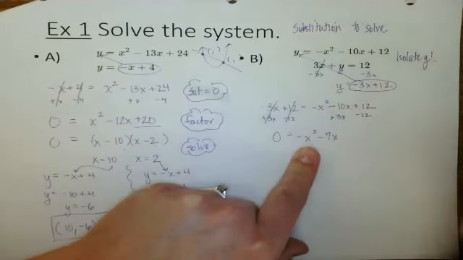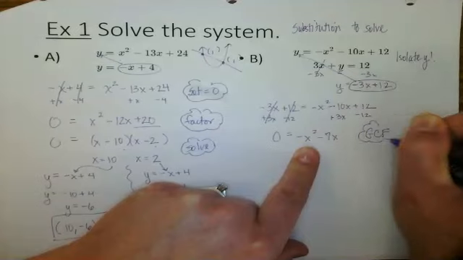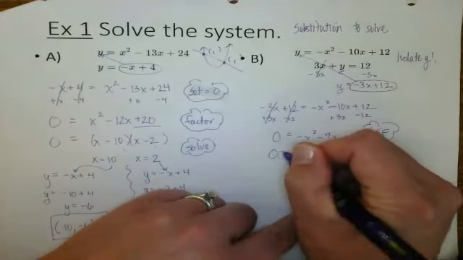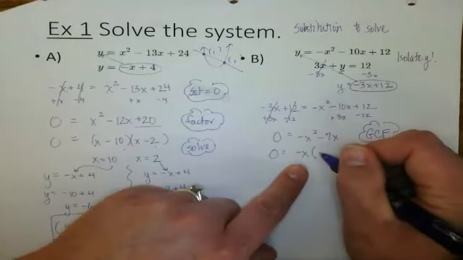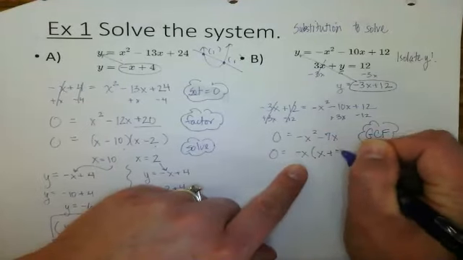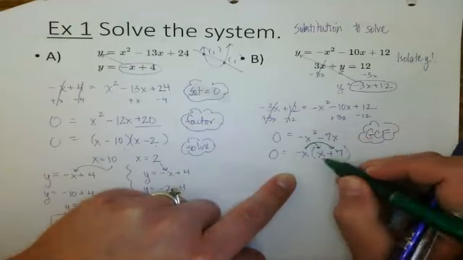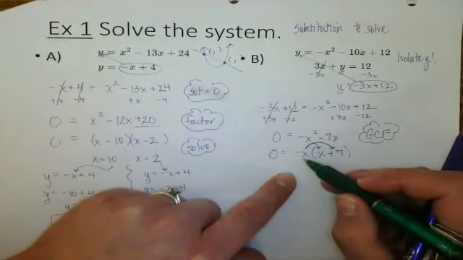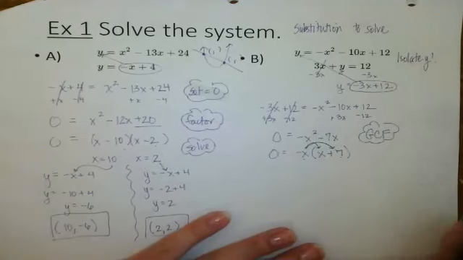We want to factor. What is the most forgotten way to factor? Greatest common factor, GCF. I'm going to take out the negative x. If I undistribute the negative x, I'd be left with x plus 7. How do you know if you did it right? Check by distributing. Negative x times x is negative x squared. Negative x times 7, negative 7x. All right, so it's factored.